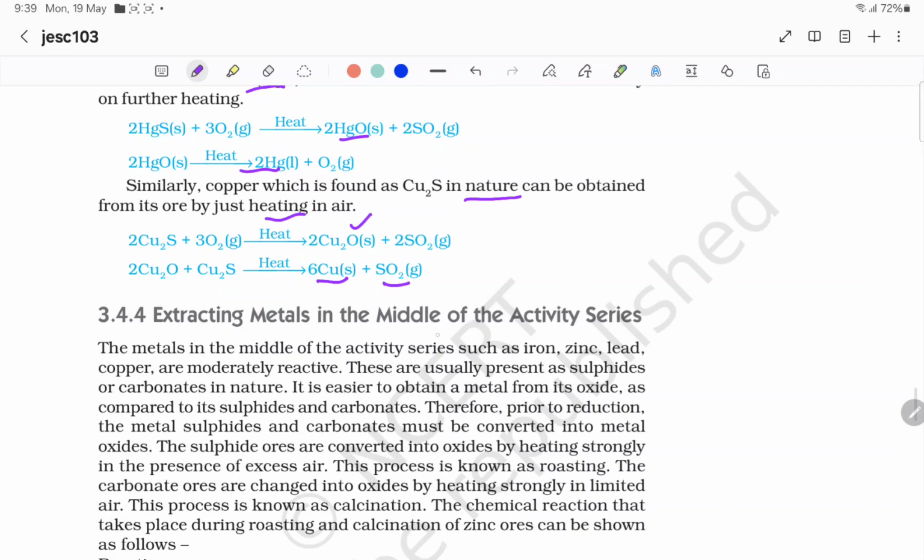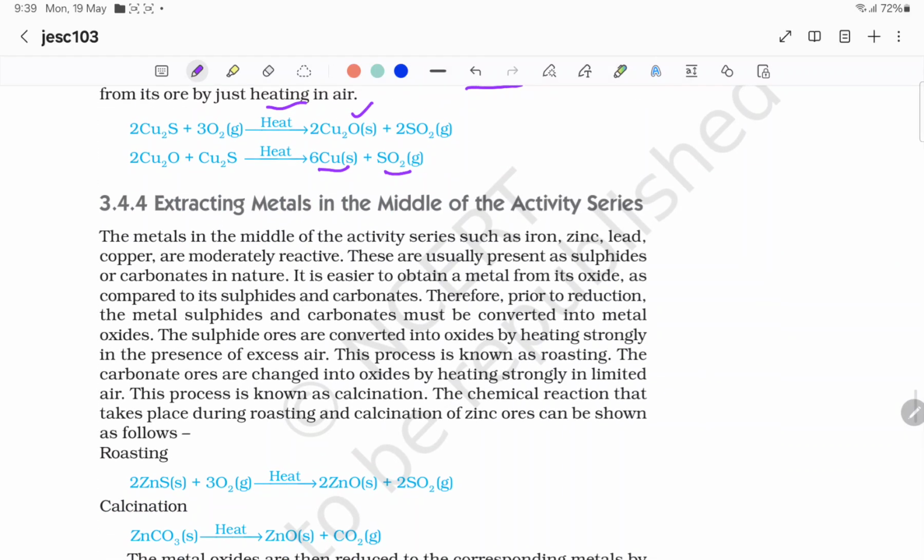Extracting metals in the middle of the activity series. The metals in the middle of the activity series, such as iron, zinc, lead, and copper, are moderately reactive. These are usually present as sulfides or carbonates in nature. It is easier to obtain a metal from its oxide as compared to its sulfides and carbonates. Therefore, prior to reduction, the metal sulfides and carbonates must be converted into metal oxide.